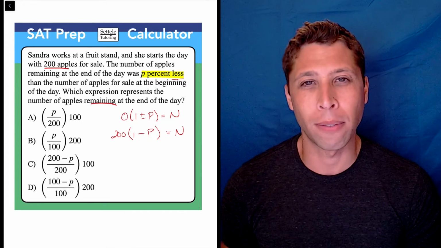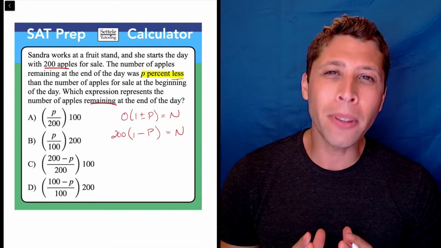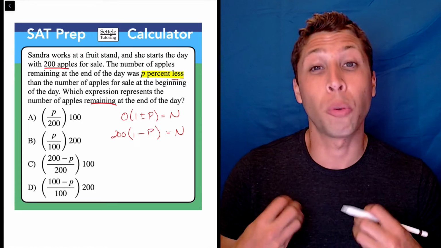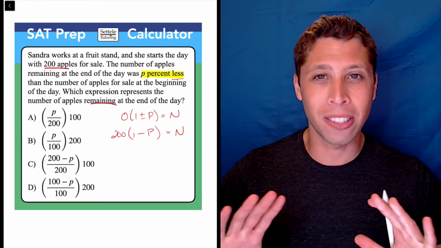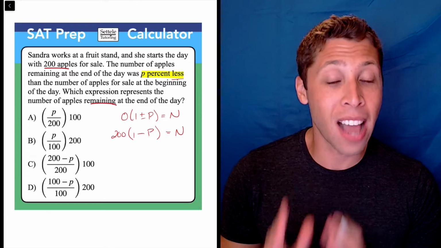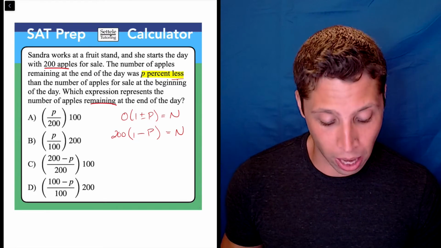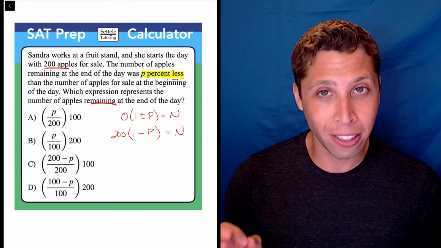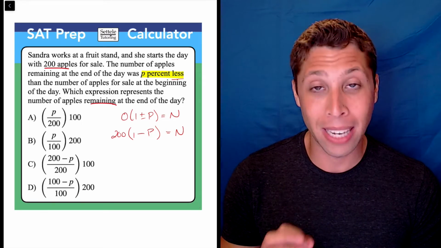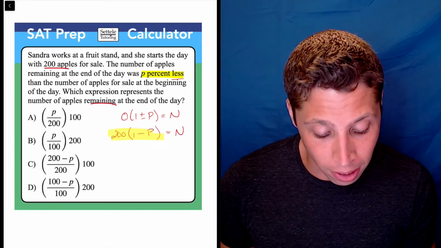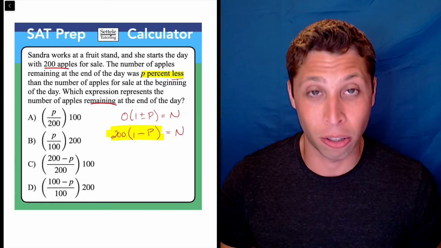This 100 is kind of strange, but if we remember that the SAT just takes what we know very well and twists it up slightly, we can hopefully just take a breath and understand that this is not that different from what we've already done. Okay, we're looking for something that kind of looks like 200 times 1 minus p. Okay, let's be really clear. This is what our kind of ideal answer will look like.